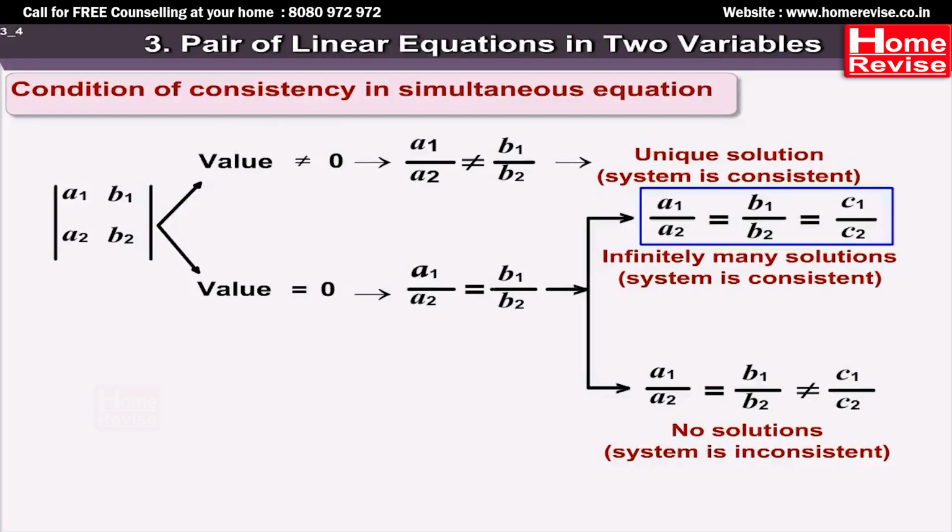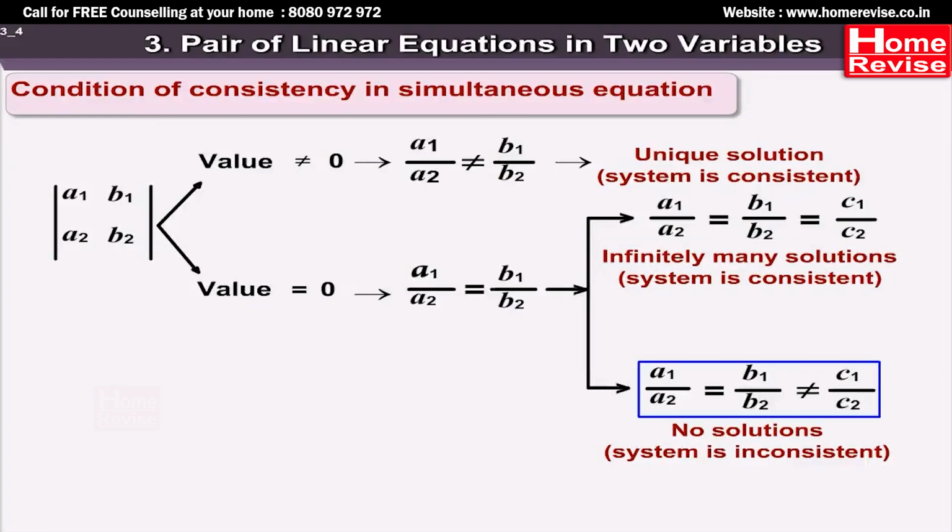If a1 upon a2 is equal to b1 upon b2 is equal to c1 upon c2, then for this condition the given simultaneous equations have infinitely many solutions. Therefore, system is consistent. Second possibility, if a1 upon a2 is equal to b1 upon b2 is not equal to c1 upon c2, then for this condition the given simultaneous equation have no solution.